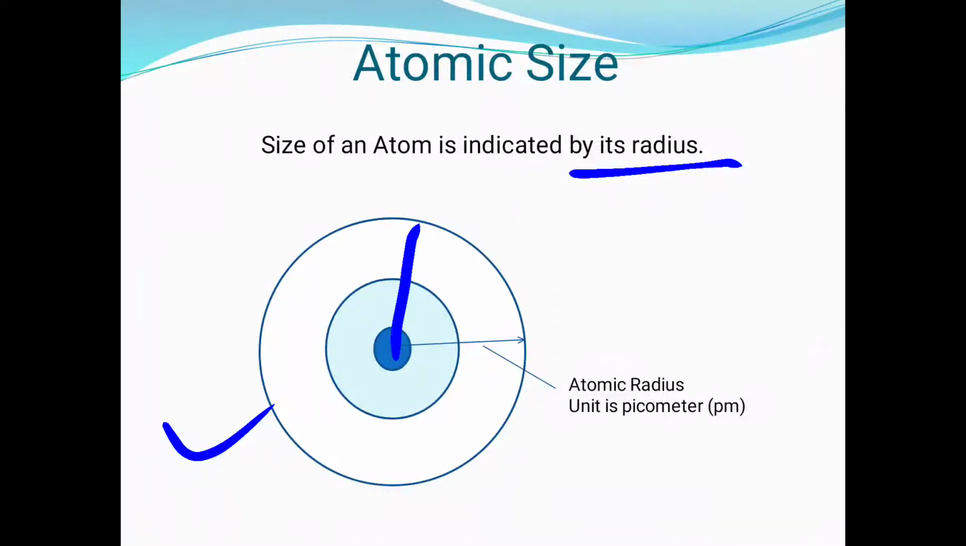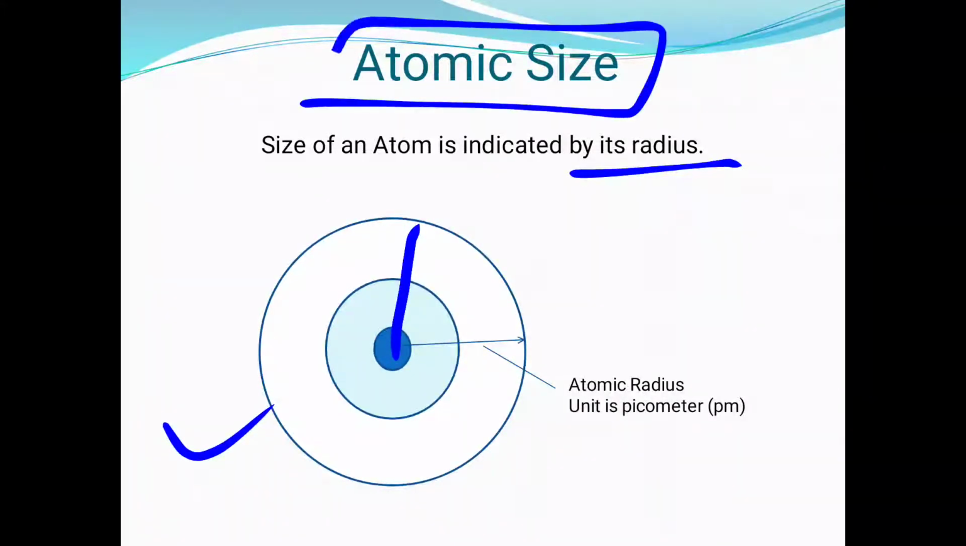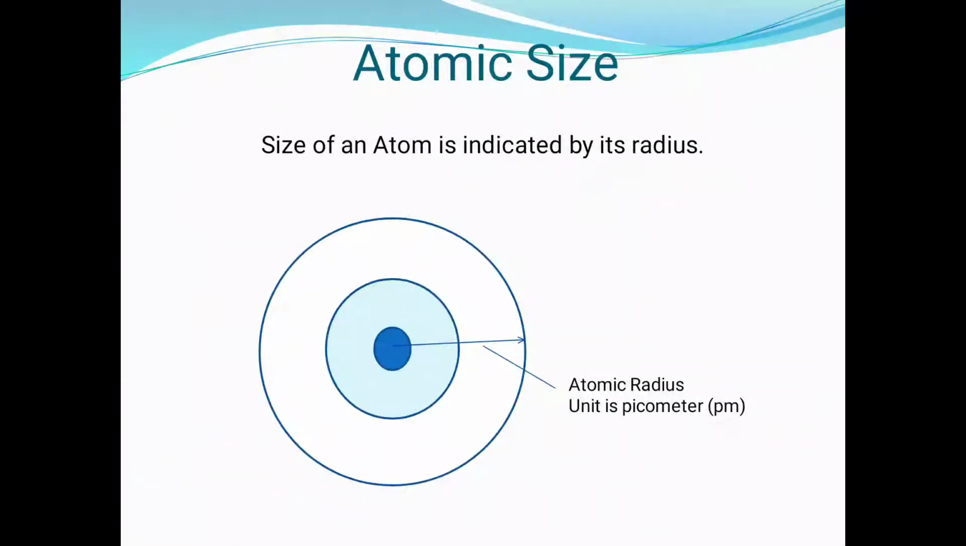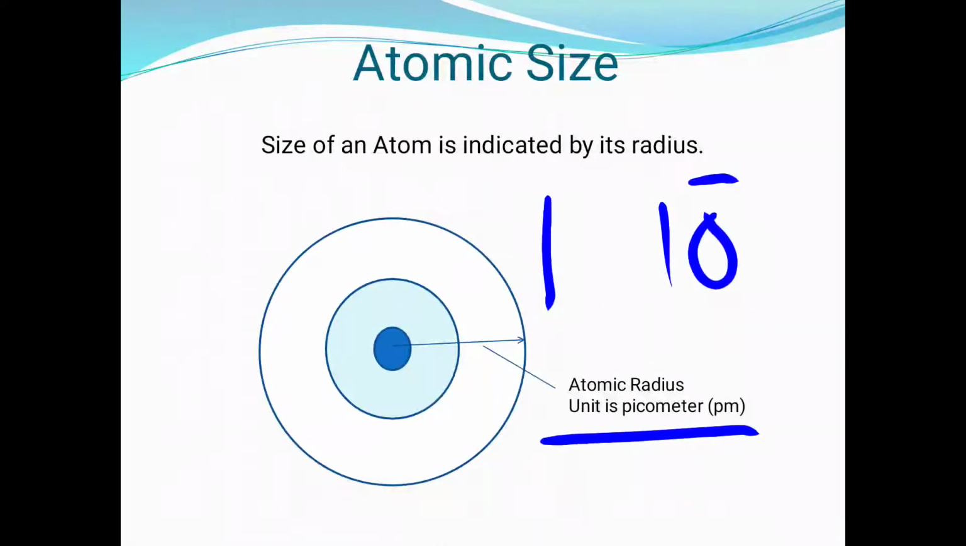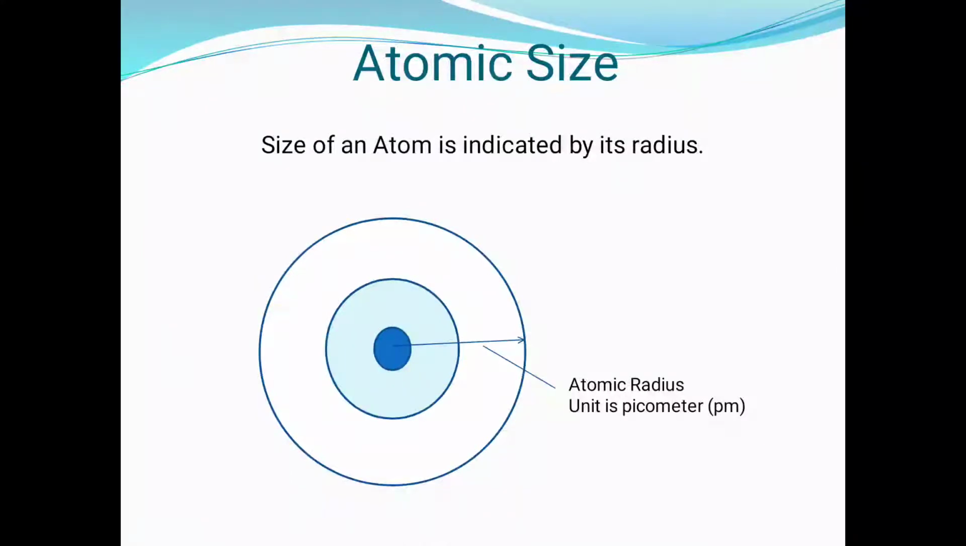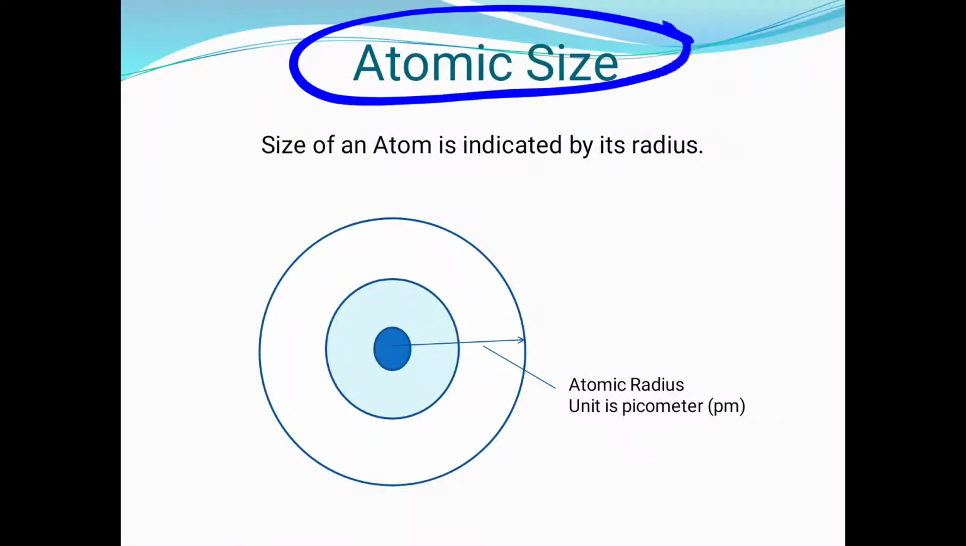So more is the atomic radius, more is the atomic size. Less is the atomic radius, less is the atomic size. So this atomic radius is measured in the picometer. 1 picometer is equal to 10 raised to minus 12 meter. That means it is even less than the nanometer. So the atomic radius is an important parameter to measure the atomic size.